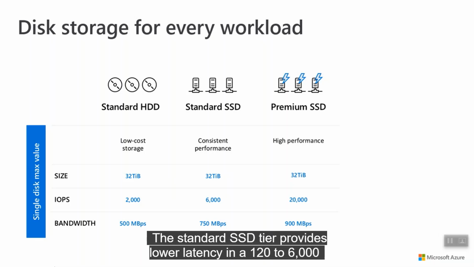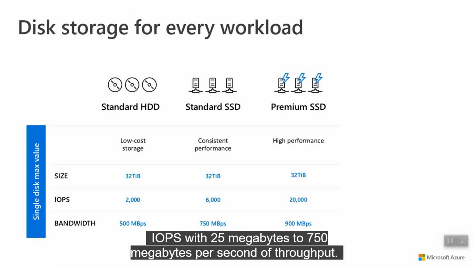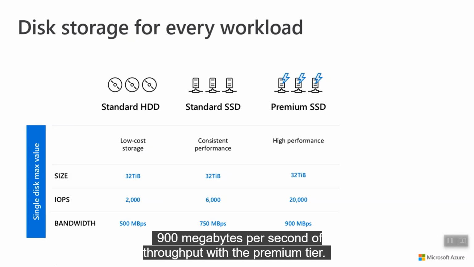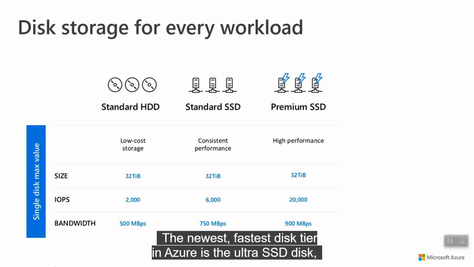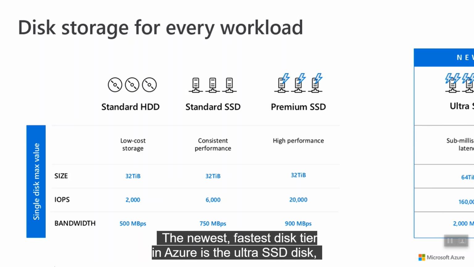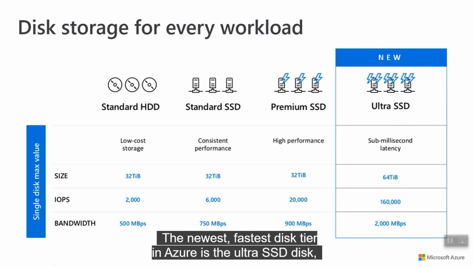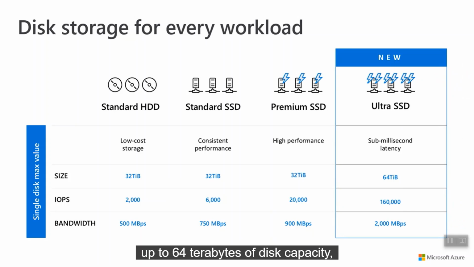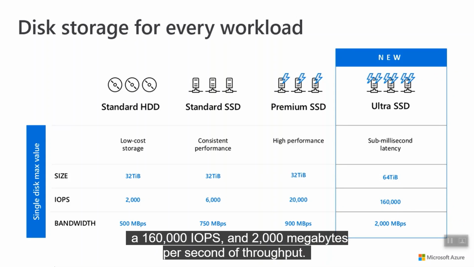The standard SSD tier provides lower latency and 120 to 6,000 IOPS with 25 megabytes to 750 megabytes per second of throughput. If you need faster SSDs, you can achieve up to 20,000 IOPS and 900 megabytes per second of throughput with the premium tier. And the newest, fastest disk tier in Azure is the Ultra SSD disk, which provides sub-millisecond latency, up to 64 terabytes of disk capacity, 160,000 IOPS, and 2,000 megabytes per second of throughput.